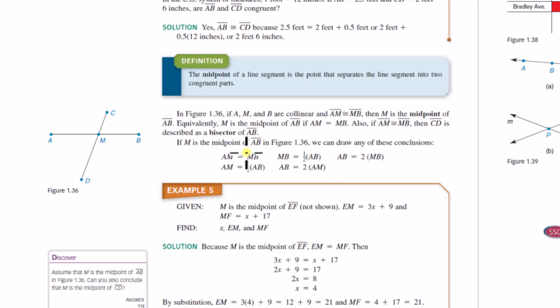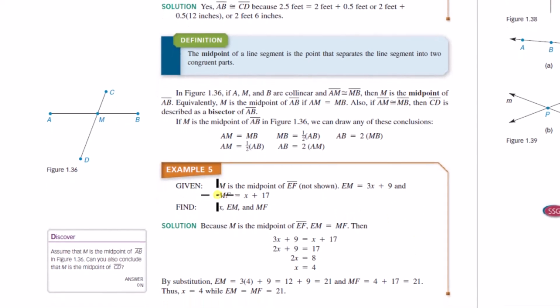If M is the midpoint of segment AB in figure 1.36, we can draw any of these conclusions: AM is equal to MB. MB is equal to 1/2 AB. Exactly, there are multiple ways to write this. AB is 2 times AM, or AB is 2 times MB.